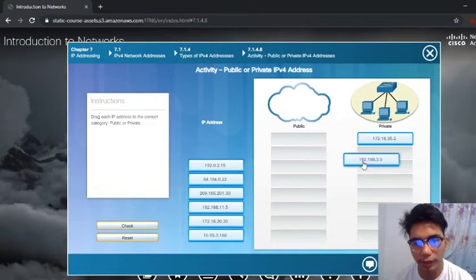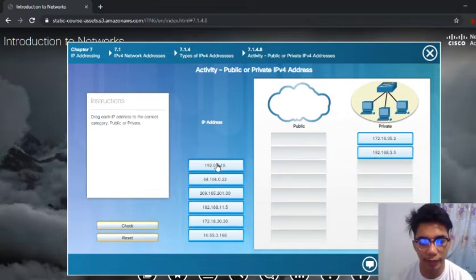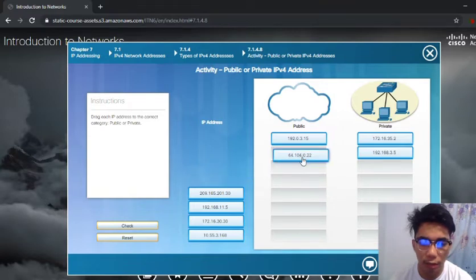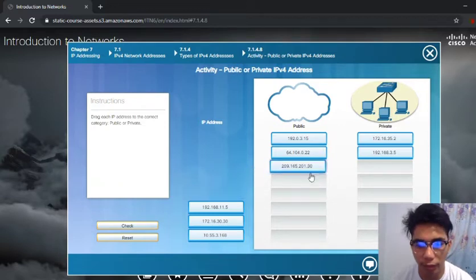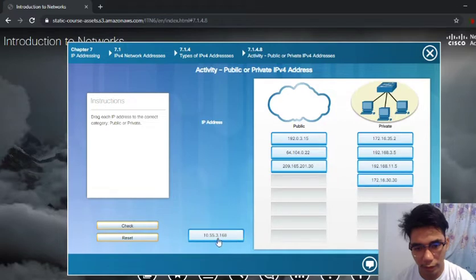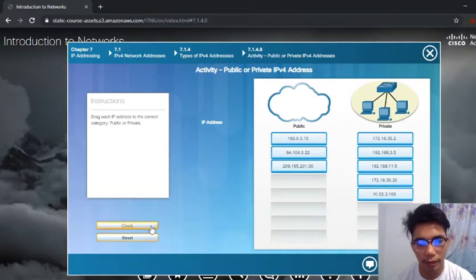Then 192.168 would definitely be private. Then 192.0, as you can see in the second point, the 0, would be public. Then the 64, I think, is public. Then the 209 would be public also, because of this 209 it should be only in 192. Then 172 is in here again, and then let's check.